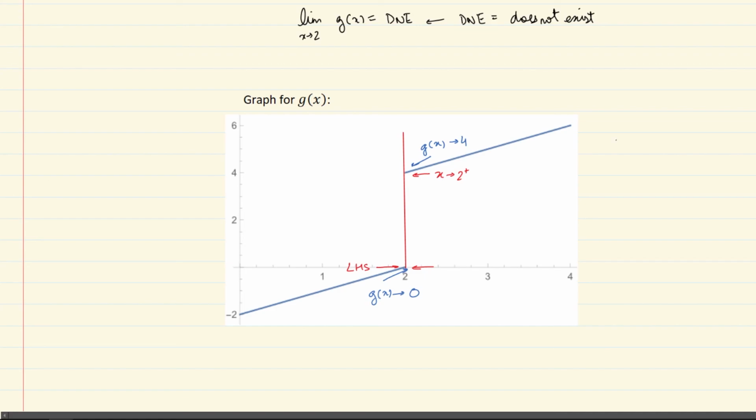So again, we have the limit from the left, which is equal to 0, is not equal to the limit from the right, which is equal to 4. So again, we can conclude that the limit as x approaches 2 of g of x does not exist.